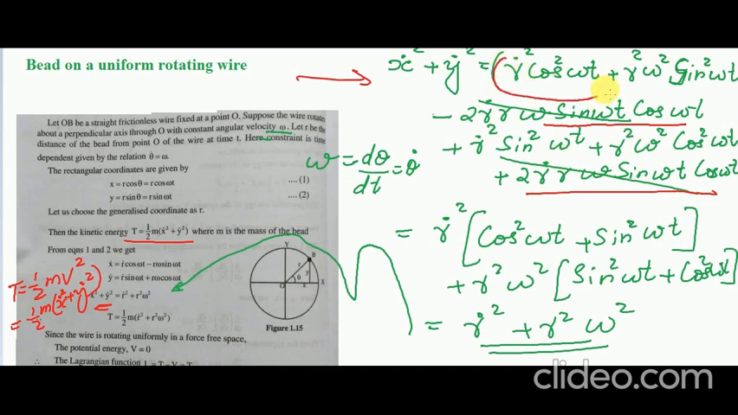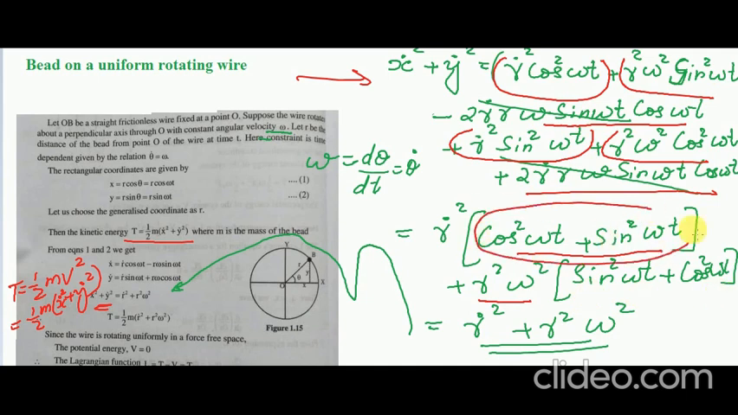So r dot square cos square omega t is here, and there is one r dot square sin square omega t here. So r dot square is taken as a common factor, and cos square omega t plus sin square omega t remains. And there is one r square omega square sin square omega t and r square omega square cos square omega t. So club these two terms by taking r square omega square outside and into sin square omega t plus cos square omega t. But what is sin square omega t plus cos square omega t? That is equal to 1. Similarly here, sin square omega t plus cos square omega t is also equal to 1.